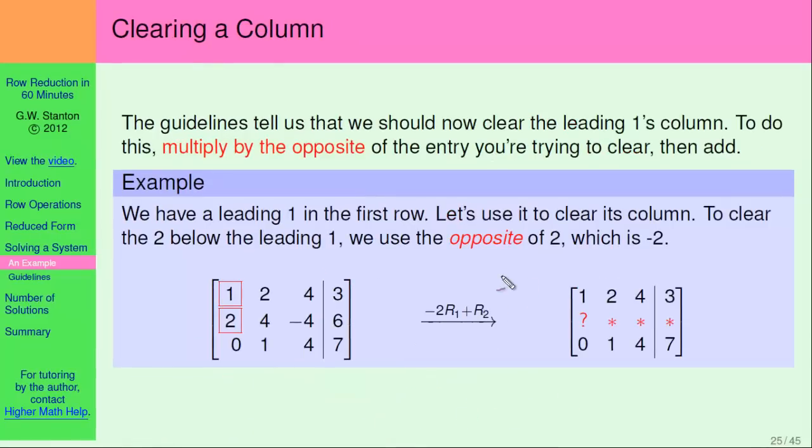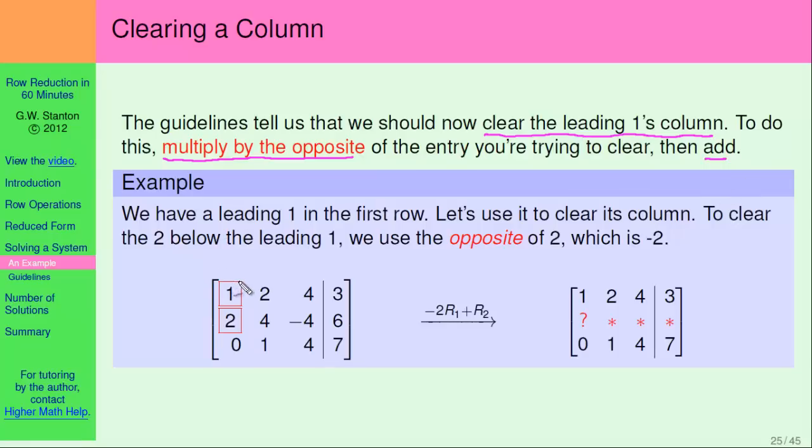Next, let's see how to accomplish the second goal, which is to clear the leading one's column. Again, we are always going to do this in a very specific way, and there are no exceptions. We will always just multiply by the opposite of the entry we're trying to clear, and then add.